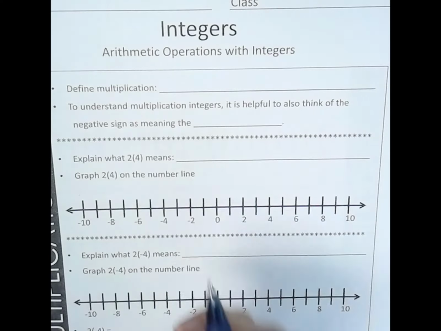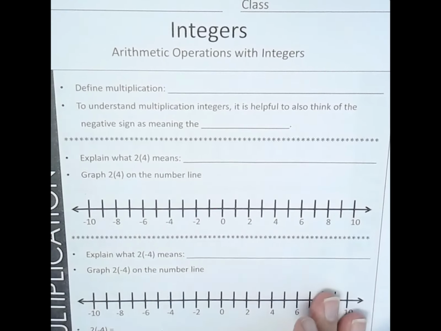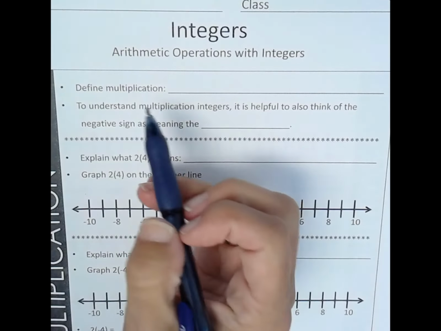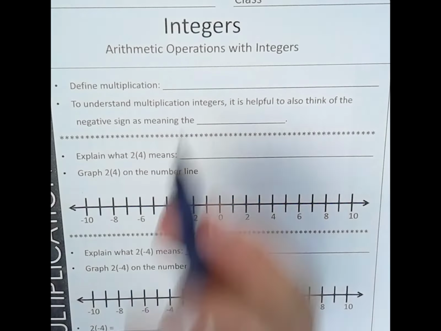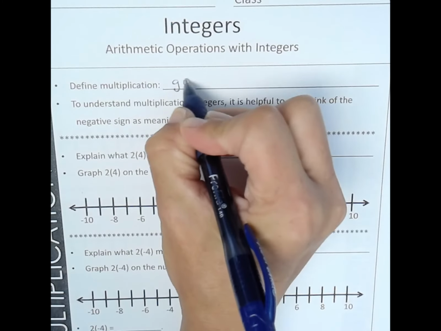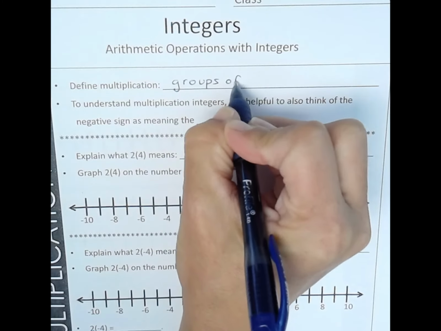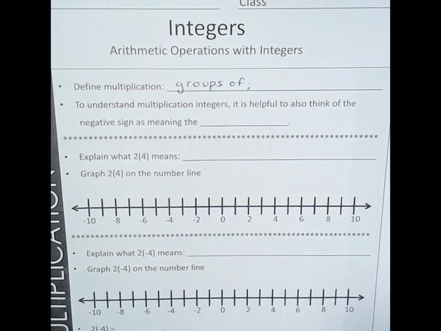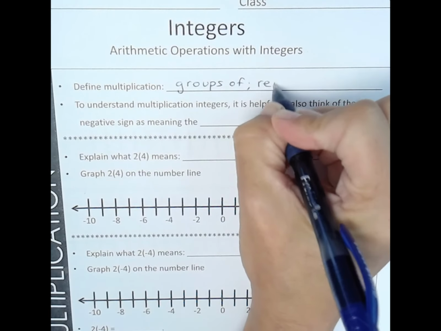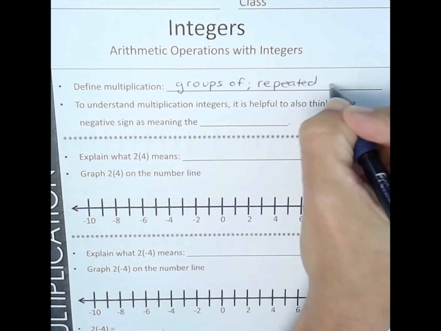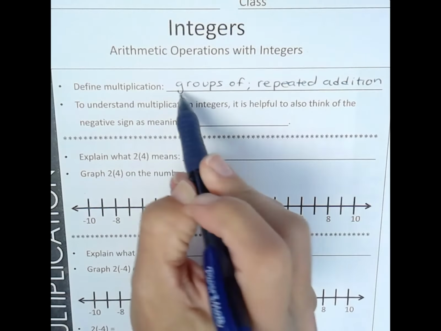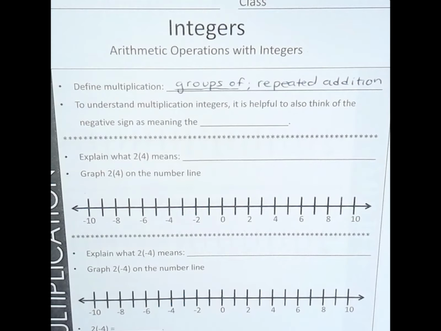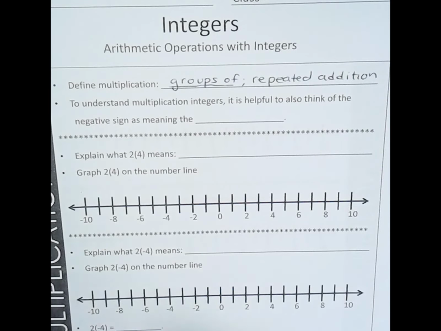Okay, today we're going to take a look at multiplication. We've been doing a lot of work with addition and subtraction, so hopefully this is easy for you. Let's start by defining multiplication. We usually think of multiplication as groups of, or repeated addition. I think for our purposes, groups of is going to be the easiest way to remember what multiplication is about.